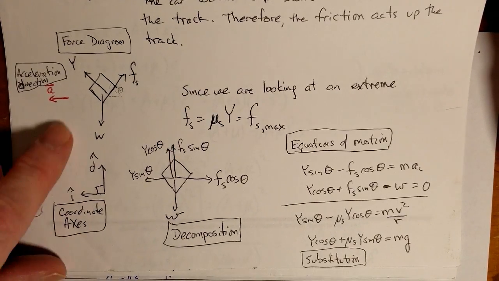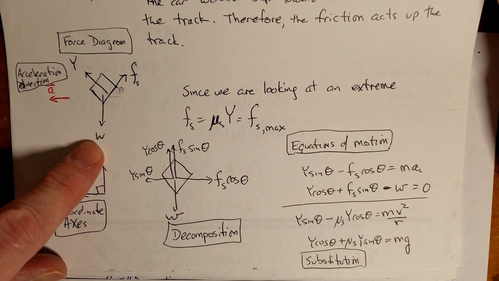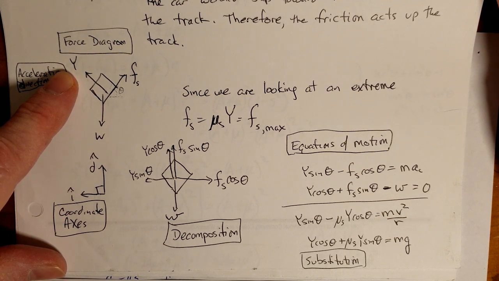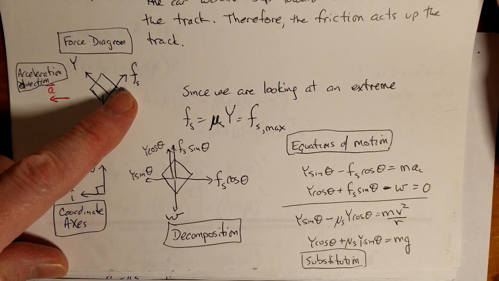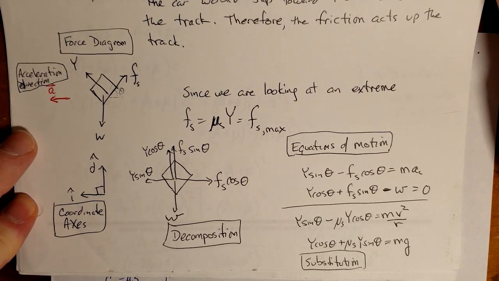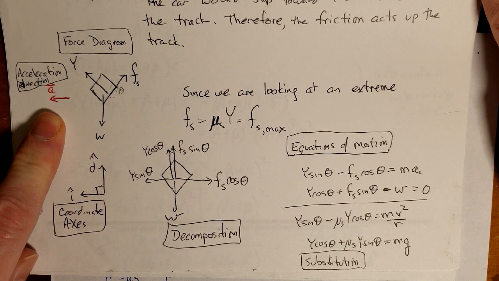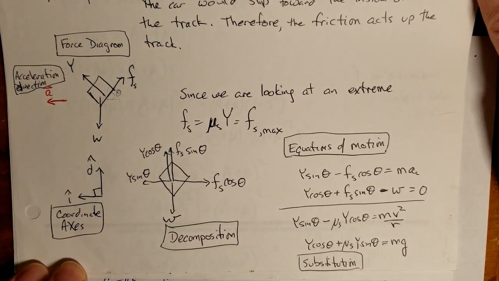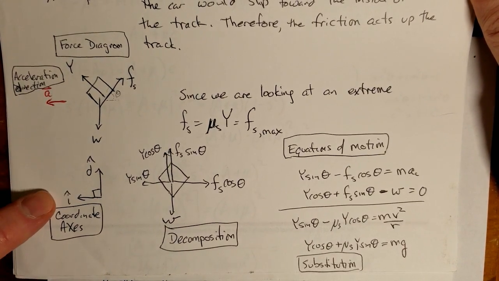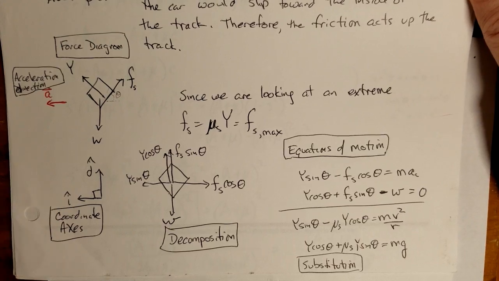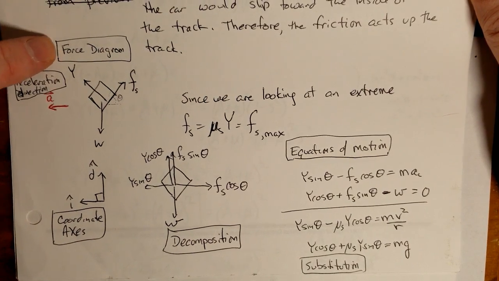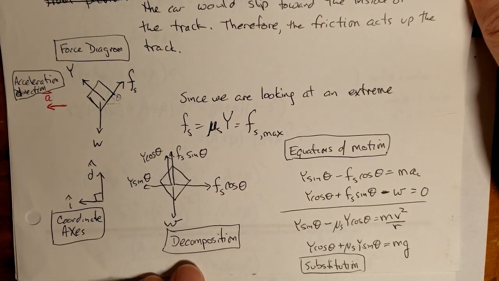So we start out with the force diagram of the car. We have weight going down, normal force perpendicular to the track, and friction acting up the track. The direction of acceleration is horizontally to the left, given the way I've drawn it, because the acceleration is towards the middle of the circle. I'm going to establish my coordinate system like this. And so we're working through force diagram, acceleration, coordinate axis, then decomposition.